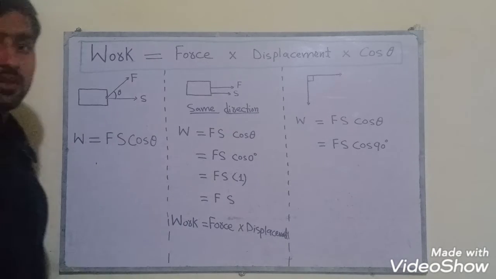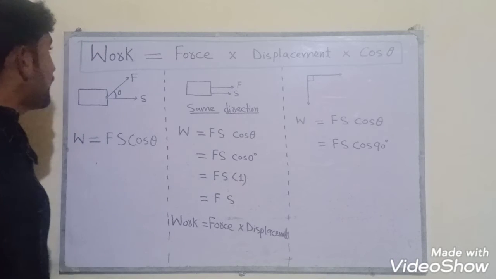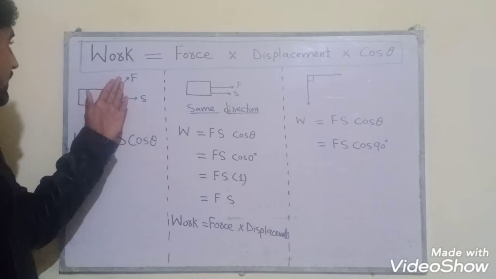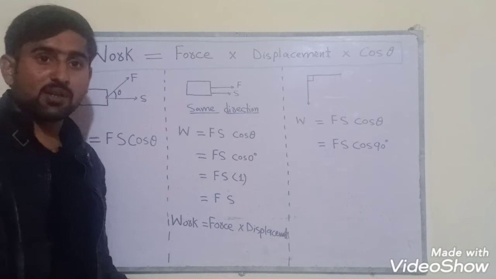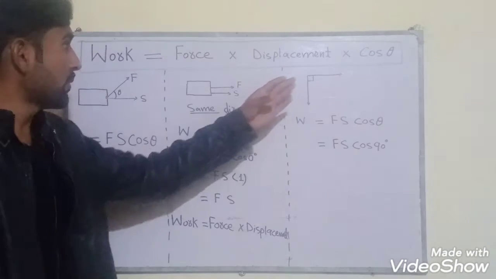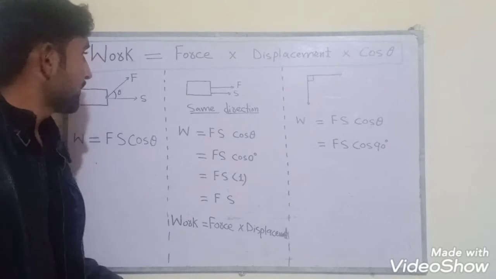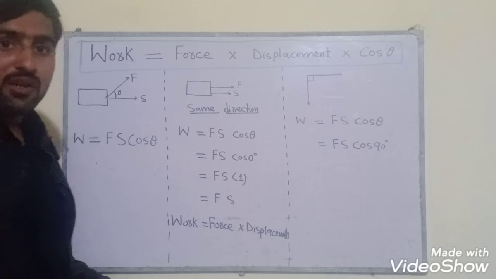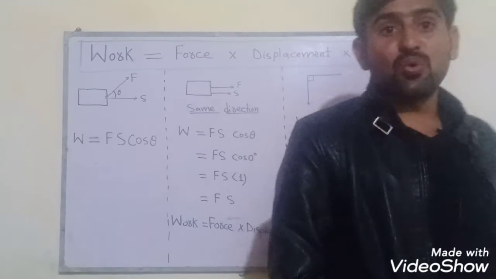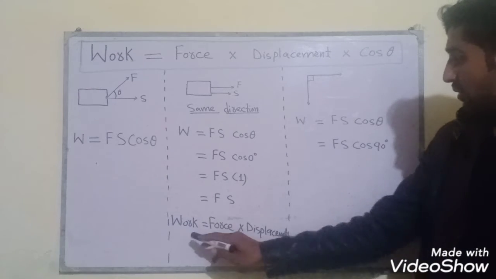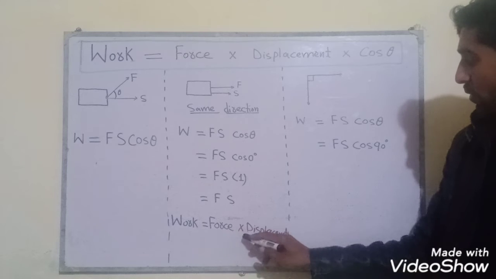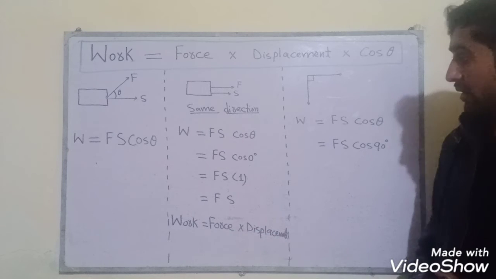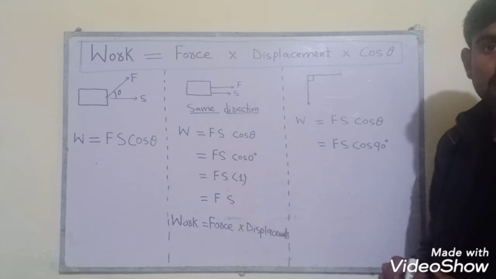Yes students, now we discuss the real formula for the work. Work is equal to force multiplied by displacement multiplied by cos of theta. You must be thinking that I told you wrong earlier. No, this is also correct.